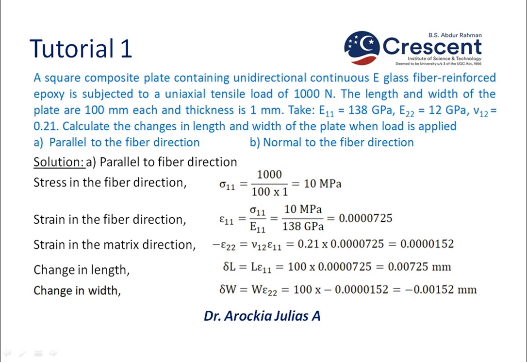Tutorial 1. A square composite plate containing unidirectional continuous E-glass fiber reinforced epoxy is subjected to a uniaxial tension load of 1000 Newton. The length and width of the plate are 100 mm each and thickness is 1 mm. Take E11 equal to 138 gigapascal, E22 equal to 12 gigapascal and mu12 equal to 0.21. Calculate the changes in length and width of the plate when load is applied: A. Parallel to the fiber direction, B. Normal to the fiber direction.